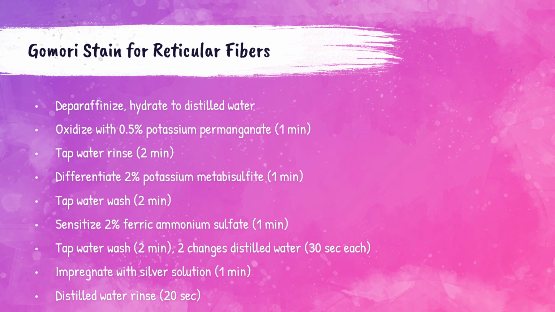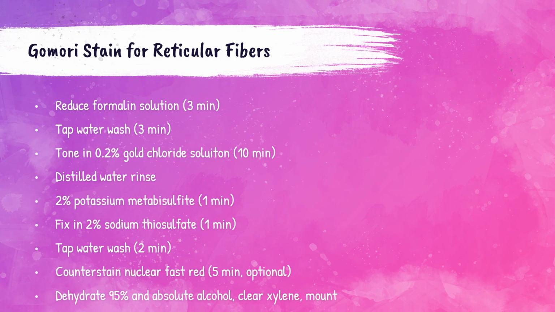After these rinses, the tissue needs to be impregnated with silver solution for 1 minute, then rinsed again in distilled water for 20 seconds. So let's go to the next page here. After the 20-second rinse in distilled water, the tissue section needs to be reduced in formalin solution for 3 minutes. Following this reduction, it is washed in tap water for a 3-minute period. Next, the tissue needs to be toned in 0.2% gold chloride solution for 10 minutes, then rinsed in distilled water.